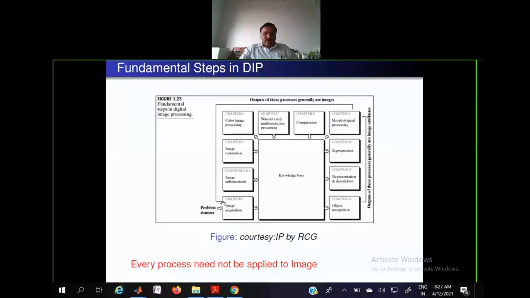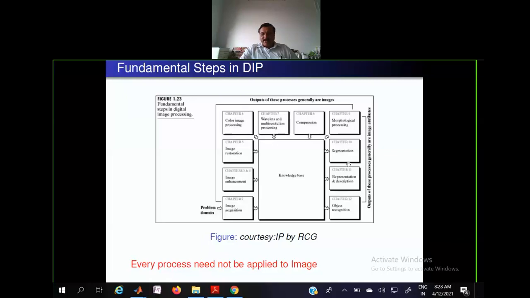And observe also there is a demarcation from this part to this part. That means enhancement, restoration, color image processing, wavelets, compression, morphological processing: output will be an image. Input is an image, output is also an image. So after compression, you will have a compressed image. After image restoration, you will have a restored image. You will have an enhanced image. After color image processing, you will have a color image or you may have a gray shade image. Anyway, they are all yielding you images.